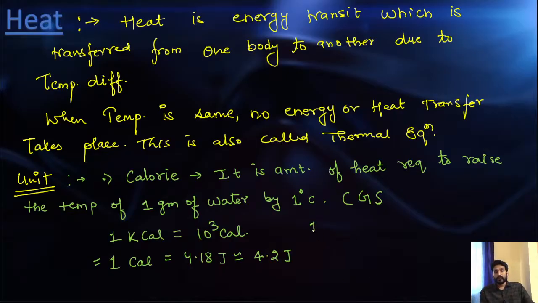Okay. So 1 kilocalorie in terms of joule, just multiply with 1000, it is 4200 joule, right? It is clear to you? Roughly the value will be 4200 joule.